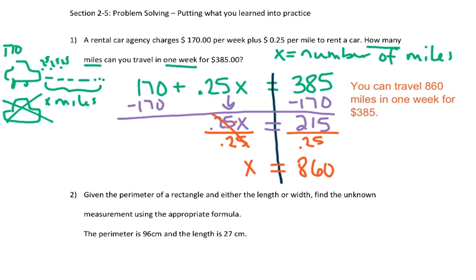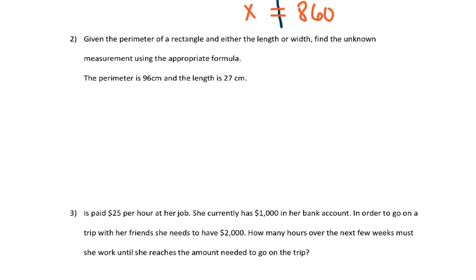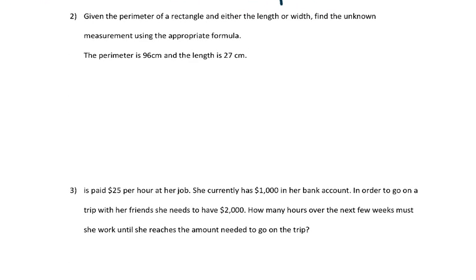Alright, let's move on to example 2 now. Given the perimeter of a rectangle and either the width or length, find the unknown measurement using the appropriate formula. It tells us that the perimeter is 96 centimeters and the length is 27 centimeters. So let's go ahead and draw a picture of a rectangle. The length is 27 centimeters, so I'm going to put 27 for the length.